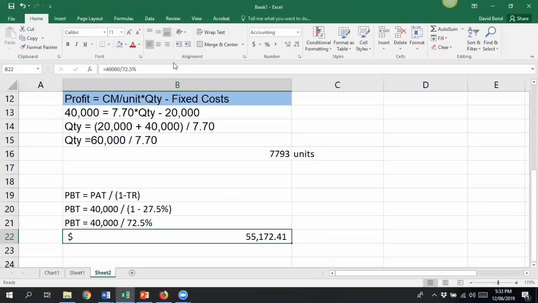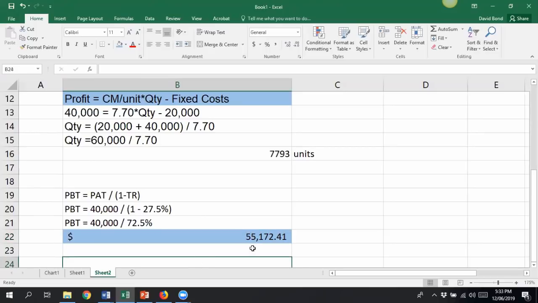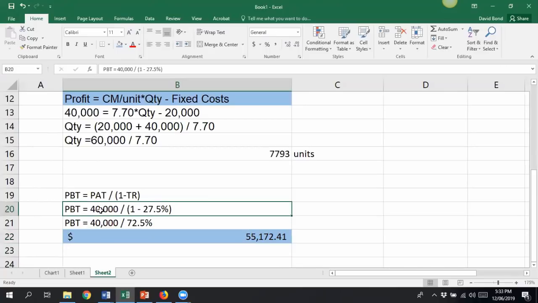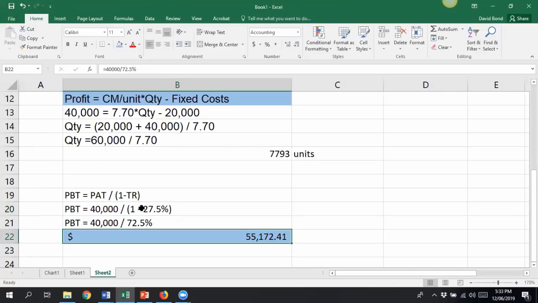Because remember, the government is taking money out of this before it becomes your after-tax profit. So they're going to take a cut of 27.5% of this number, which will then leave you with 40,000. So that's a really good double check, and that's a general kind of thing you should be doing with everything, not just in this subject, generally.